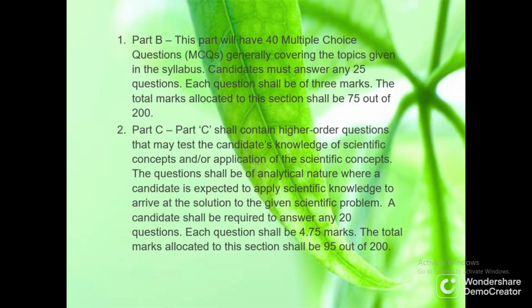Part C shall contain higher order questions, as I already mentioned, and these may test the candidate's knowledge of scientific concepts or the application of scientific concepts. The questions shall be of an analytical nature, where a candidate is expected to apply scientific knowledge to arrive at the solution of the given scientific problem. A candidate shall be required to answer any 20 questions. Each question shall be 4.75 marks, and the total marks allocated to this section are 95 out of 200.